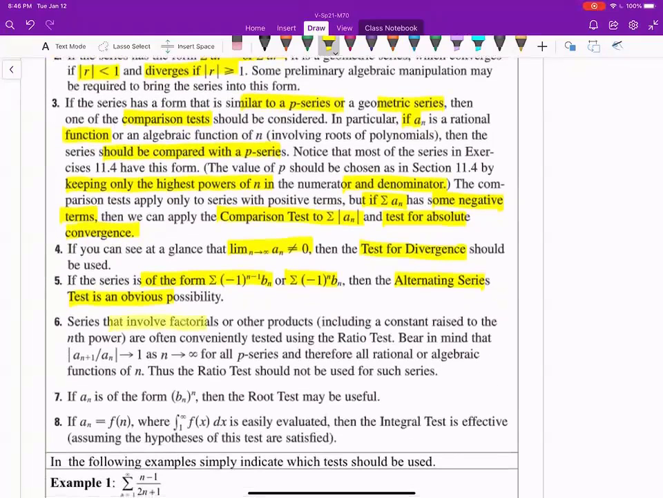If the series involves factorials, then you will apply the ratio test. If a_n is of the form something to the power n, then the root test may be useful. If a_n is f of n, where f of x is the related function, and if the improper integral from 1 to infinity is easily evaluated, then the integral test is an effective method.